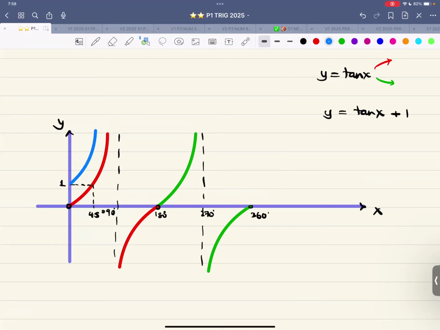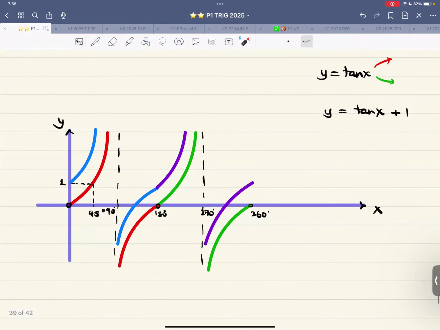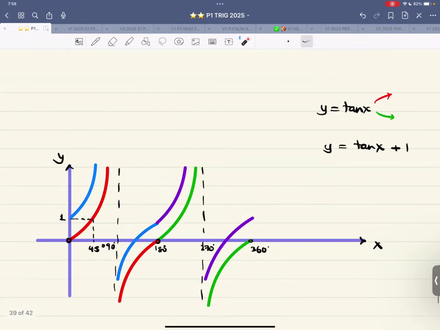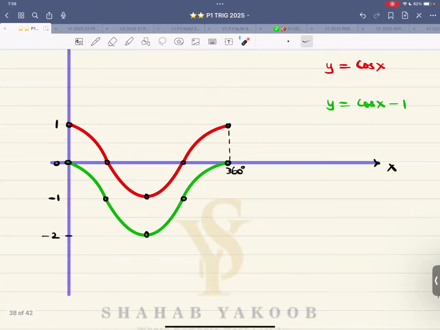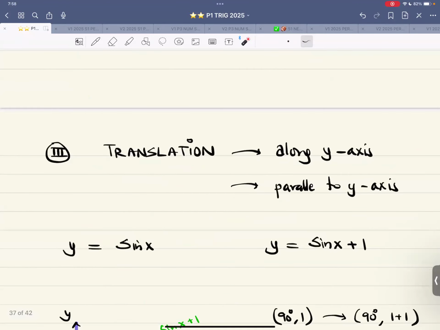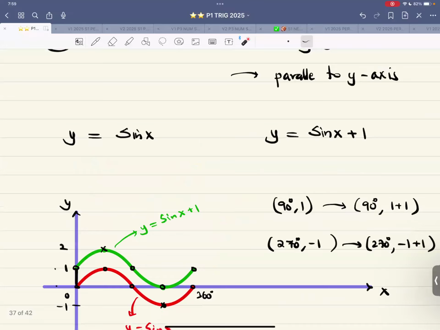It has been shifted up by 1 unit. Similarly, shifted up by 1 unit like this. Shifted up by 1 unit like this. Shifted up by 1 unit like this. So now the red one has been shifted up. This red one shifted up. This green one shifted to purple. This green one shifted to purple. So that is how we draw. Again, this is an example of the same thing, that is translation along the y-axis.